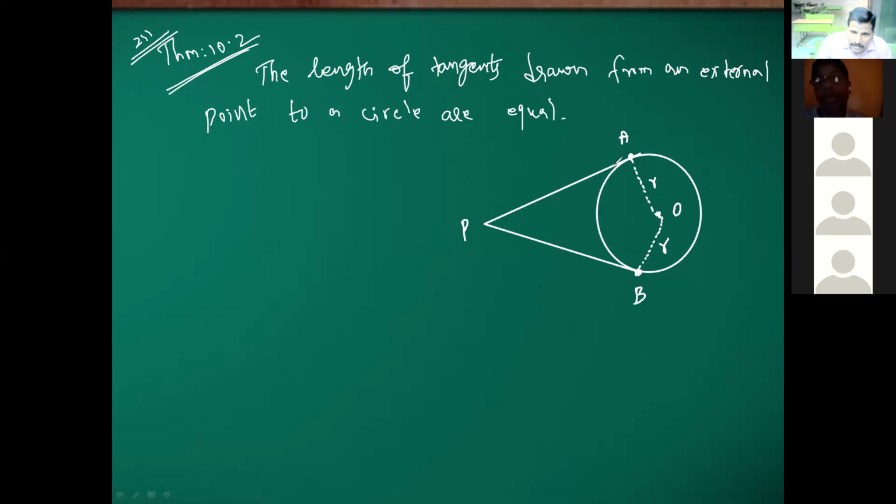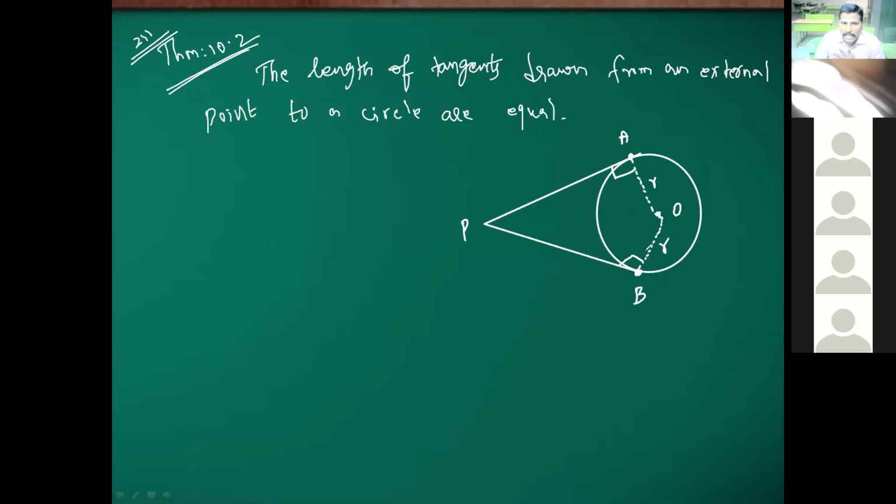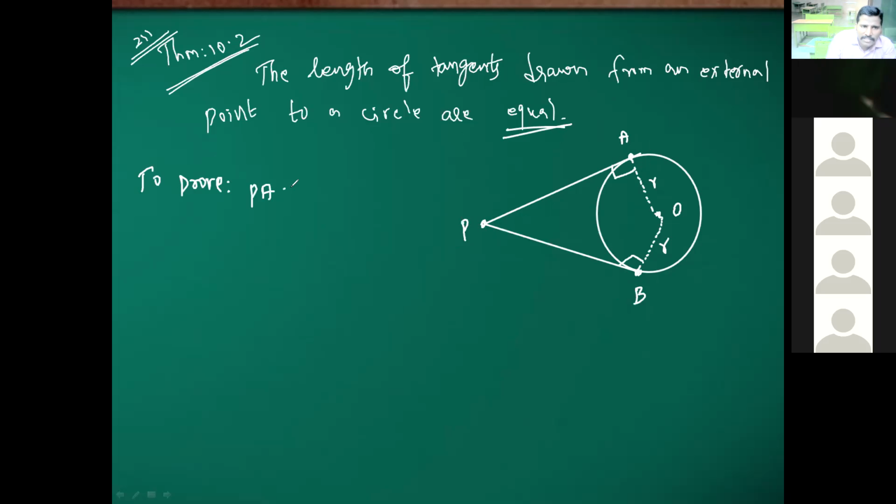Here, definitely, the angle between the tangent from P and the radius will be 90 degrees, and like that this one will also be 90 degrees. You can remember this. Our aim is to prove the length of the tangent. The length of the tangent is PA and PB. The length of tangents drawn from an external point P to the circle, points A and B, are equal. So we need to prove PA equals PB. I hope you understand what they are asking.